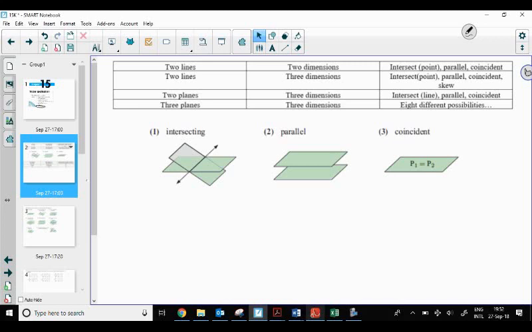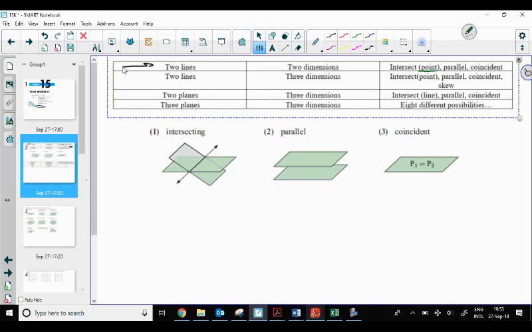First, I want to just recap some things we know about simpler situations. When we have two lines interacting in a two-dimensional situation, so two lines in a plane, they might either intersect, and if they do, that intersection will be a point, or they might be parallel to each other, or they might be coincident. If we have two lines in three dimensions, they might intersect, again, in a point. They might be parallel, they might be coincident, or a new word here, they might be skew.